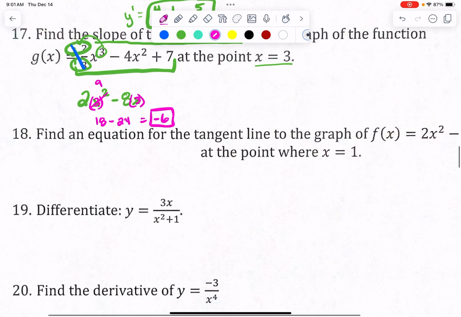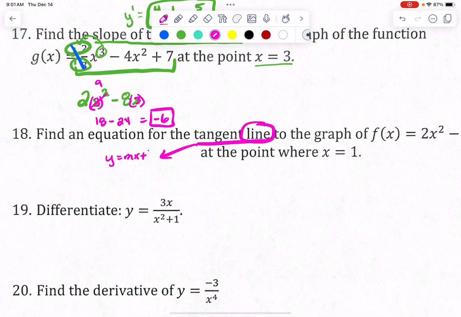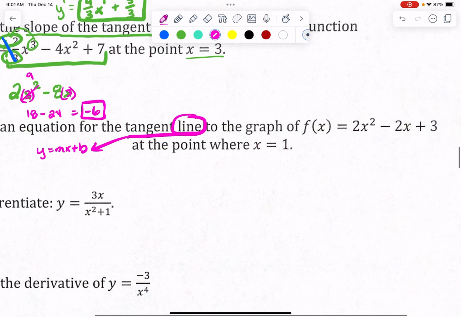Now in the next one, we're going to do the whole equation of the tangent line. So equation of a tangent line, the equation of a line is y equals mx plus b. I just think like a linear equation. What does it look like? Okay, so here's our function, and we want it at the point where x equals 1. We're going to have to do some funny business. But first and foremost, we want to try to find m. And we do that just like we did up here, find the derivative, plug in 1.